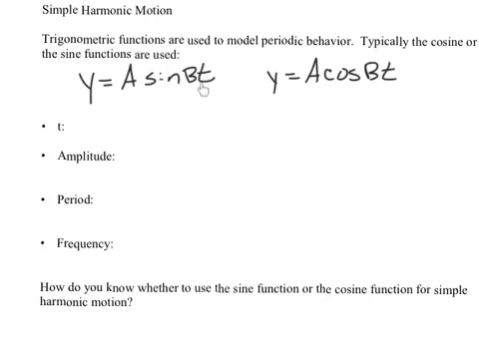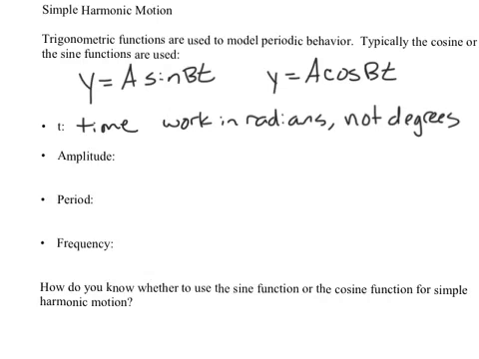And we use t for the variable because in our models, t will represent time. So since we work with time and other numerical values, we work in radians and not degrees. Because of that, we need to make sure that our calculators are put in radian mode. If we're checking our work and trying to graph things, make sure it's in radian mode.